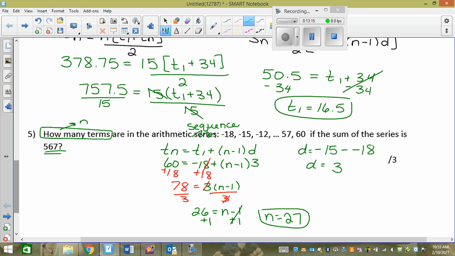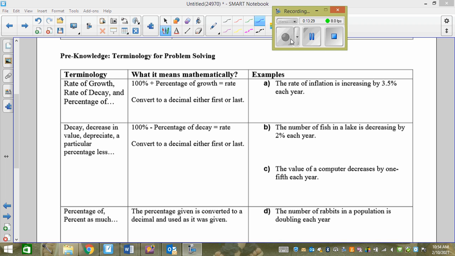All right? Good times. So we're going to do geometric notes. Go to. Now. So terminology: rate of growth, rate of decay, and percentage of. So 100% plus the percentage of growth equals the rate, equals the r, if it's word problems. Okay, if we're dealing with growth.